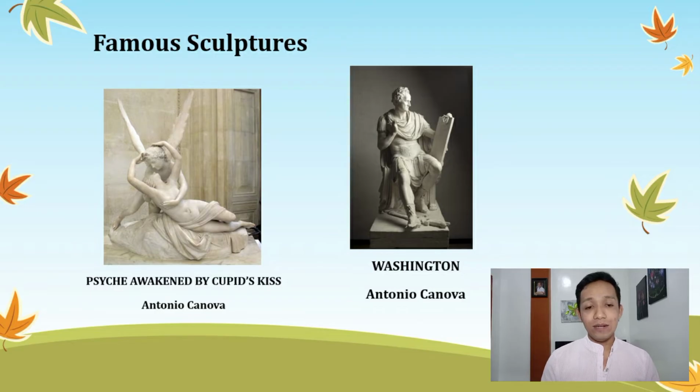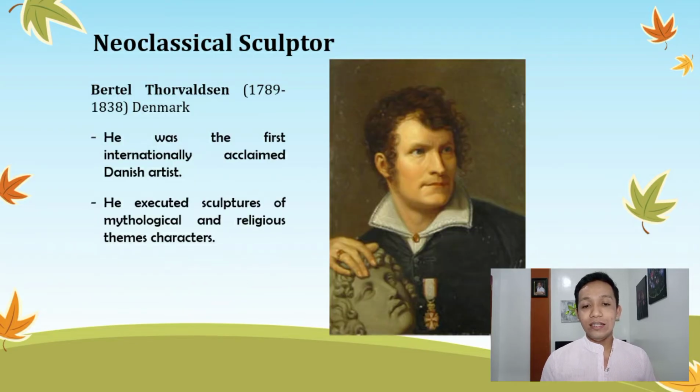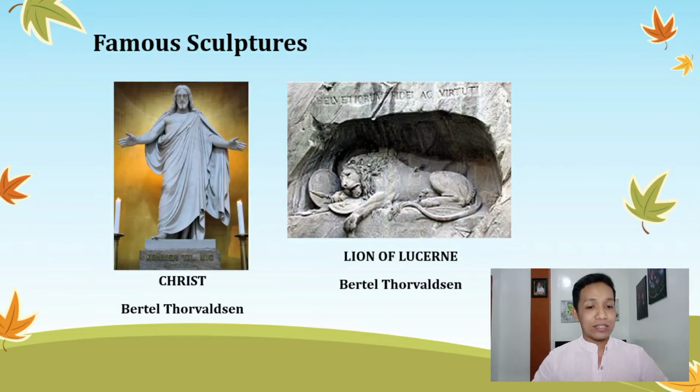Next famous sculptor was Bertel Thorvaldsen, 1789 to 1838, and he was from Denmark. He was the first internationally acclaimed Danish artist. He executed sculptures of mythological and religious themes, characters. And here's some of his famous sculptures. First one is Christ, and the second one is Lion of Lucerne.